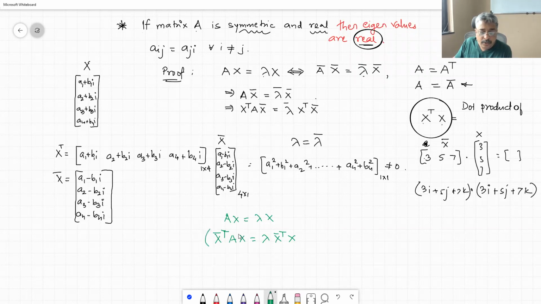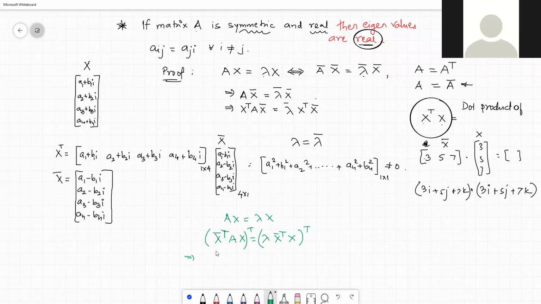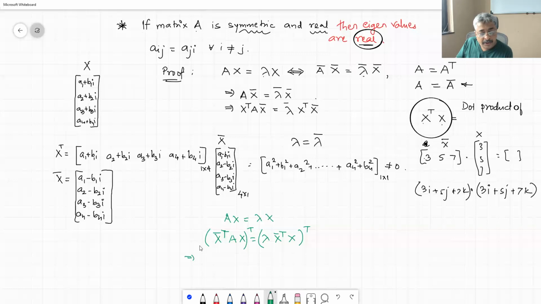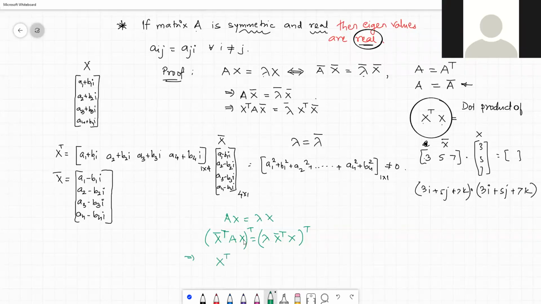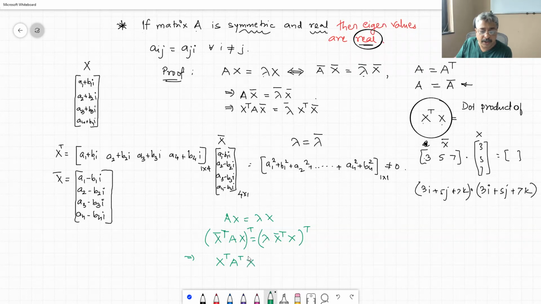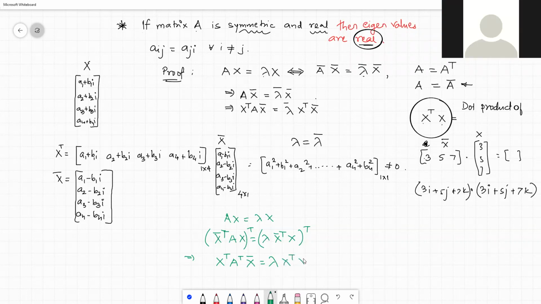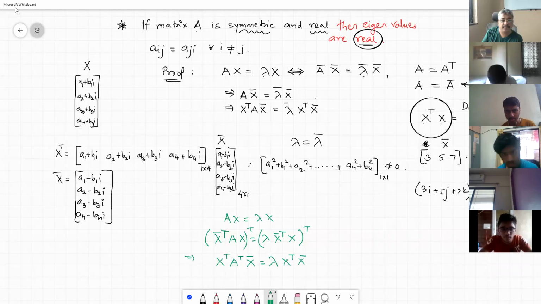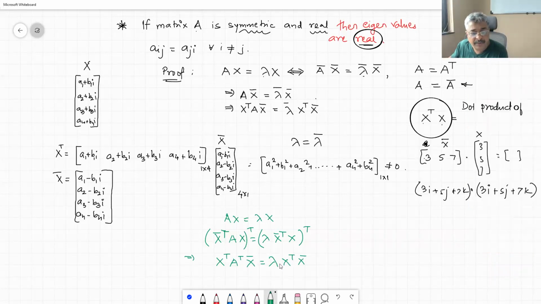So transpose of this and transpose of this, which will be a reversal. Therefore, X transpose A transpose X bar is equal to lambda, and since lambda is a scalar, it comes out just like that. X bar transpose transpose will be X, and X transpose X bar. Okay, that is the equation that we got now.